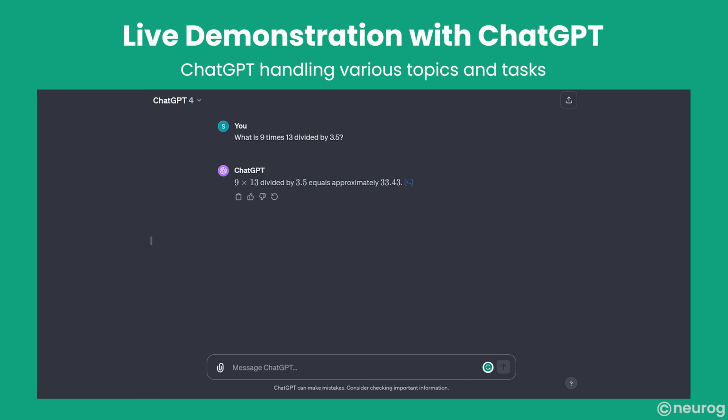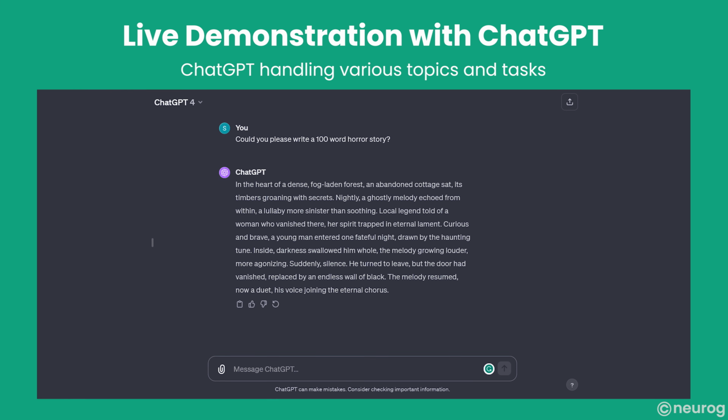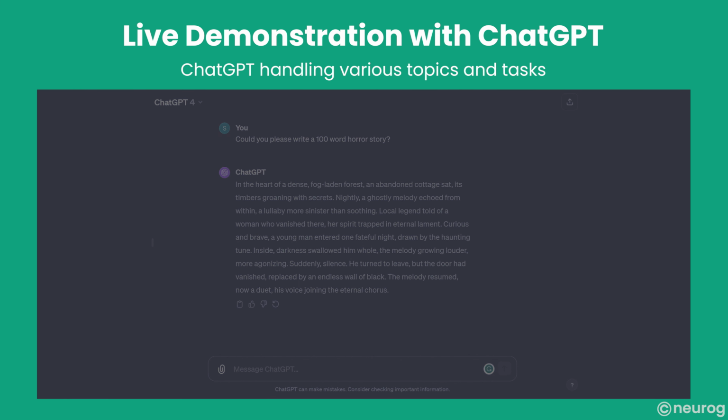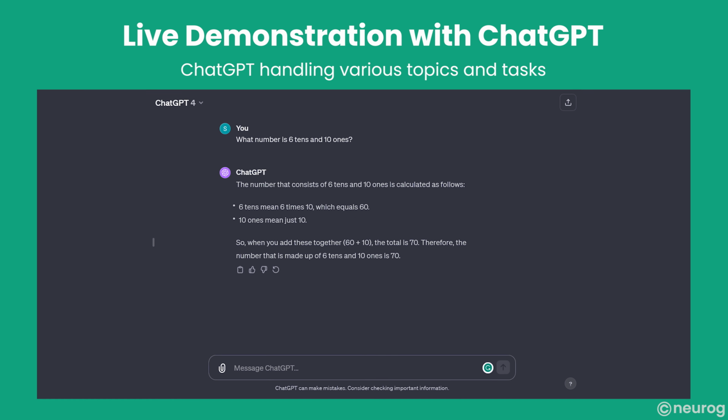Through these interactions, you can see how ChatGPT is able to handle a variety of topics, adapting its responses based on the input it receives. This versatility is what makes ChatGPT such a powerful tool in numerous applications.